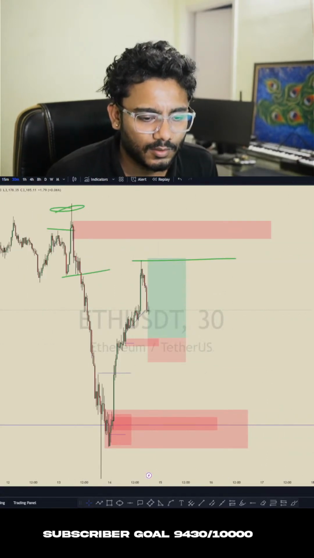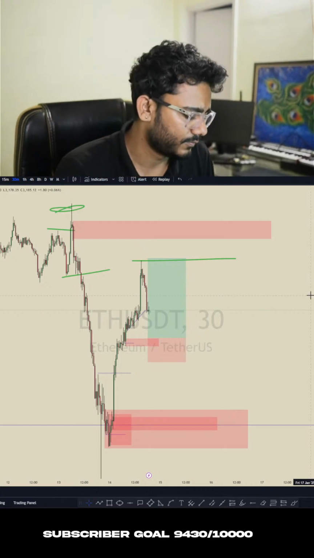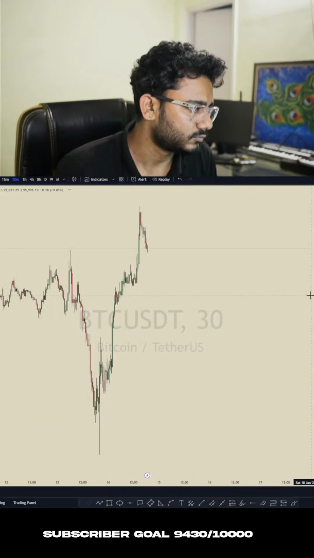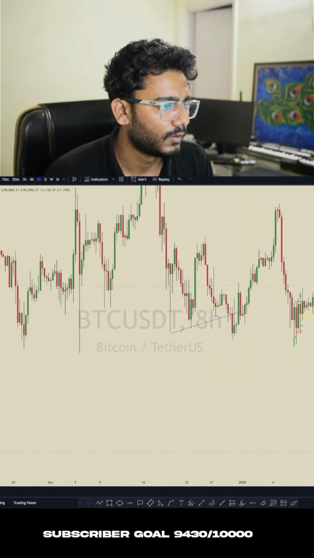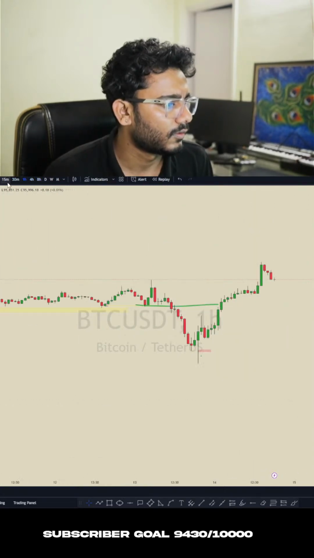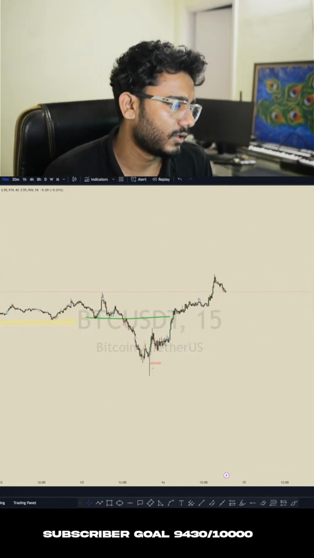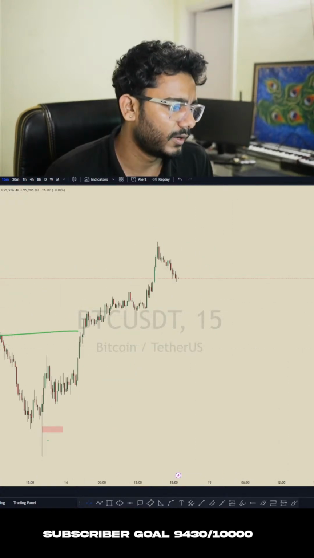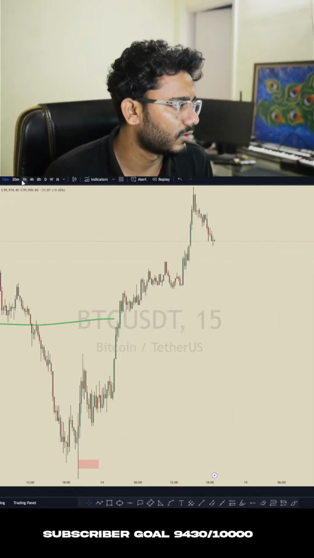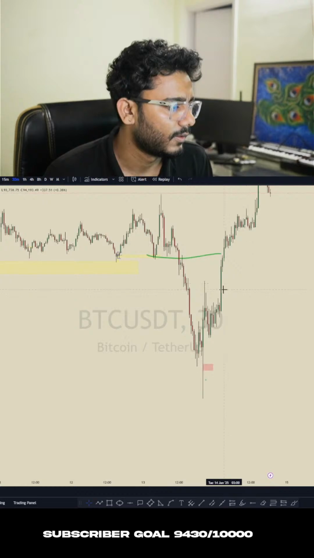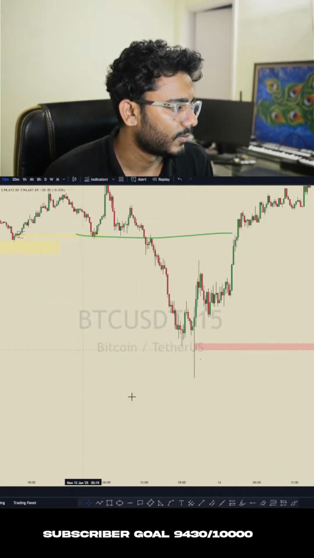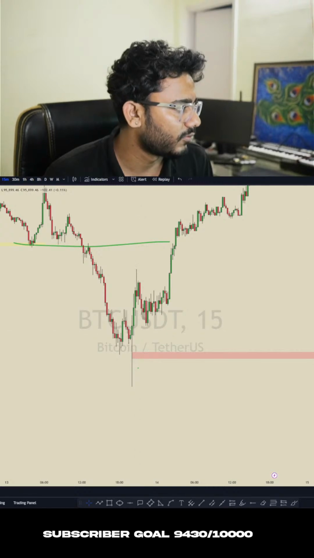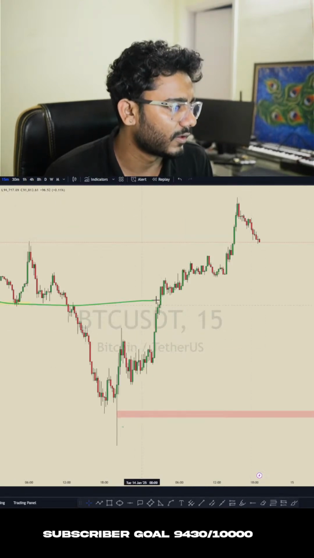What about BTC to 50K? Yes, but right now, if you want to capture BTC, we want to look for a good retracement. I was waiting for price to come here, but it did not come. But that's a good sign. If price did not fulfill our order block, then it's a good sign that it's continuing higher.